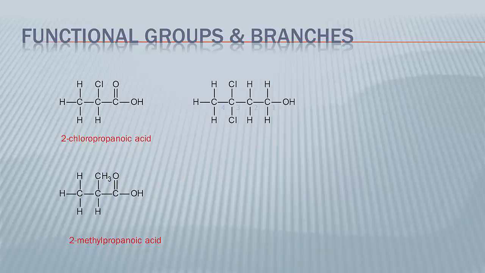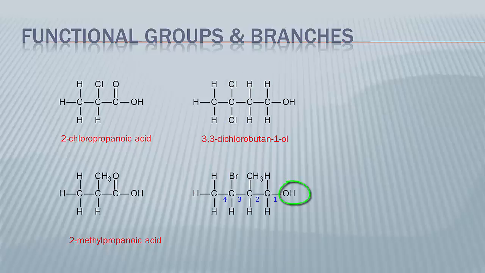This one has a 4-carbon parent chain based on butane, an alcohol group on carbon 1 and 2 chlorine groups on carbon 3. So this molecule is 3,3-dichlorobutan-1-ol. Again, a 4-carbon backbone based on butane with an alcohol group on carbon 1, a methyl group on carbon 2 and a bromine group on carbon 3. So this molecule is 3-bromo-2-methylbutan-1-ol. Note, we put the bromo before the methyl in the name as B comes before M in the alphabet.